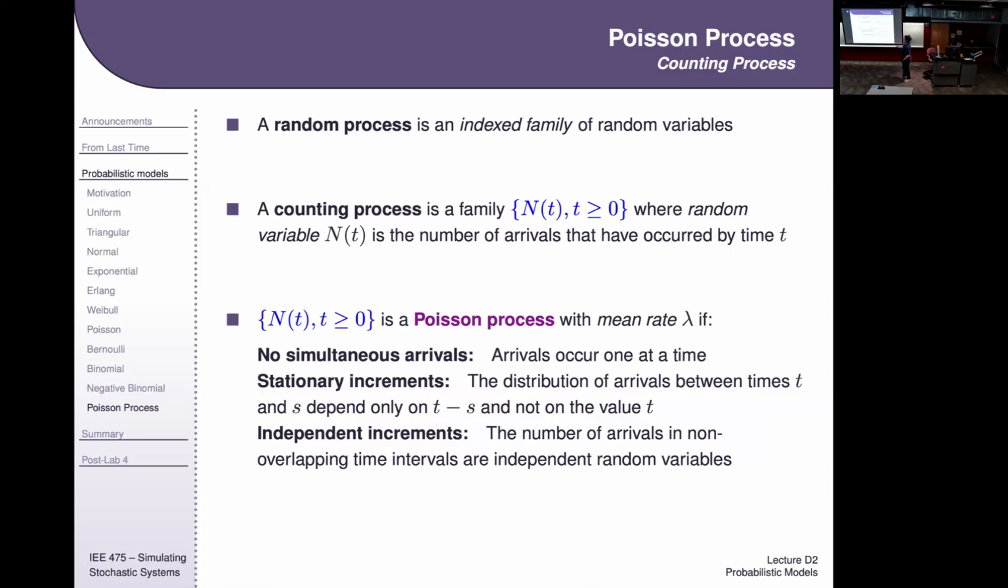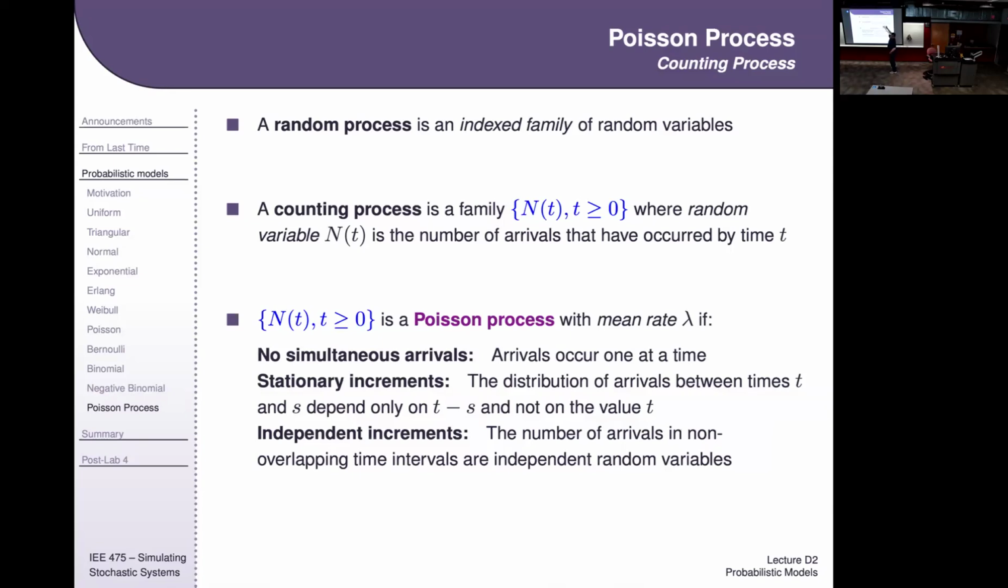So it is a collection of random variables indexed by another variable, in this case t, but it could be discrete. So it could just be 1, 2, 3, or whatever. This happens to be a continuous time. And a counting process happens to be one where the random variable that you're grouping together represents the count of things that have happened up until that time. So that's a counting process.